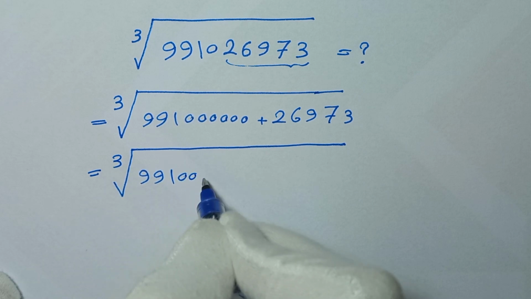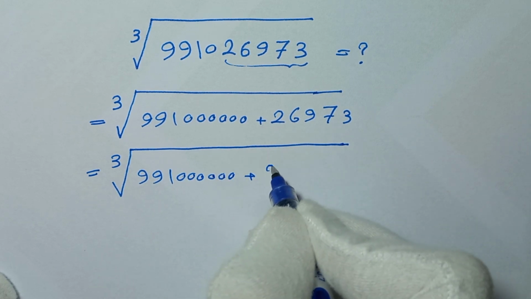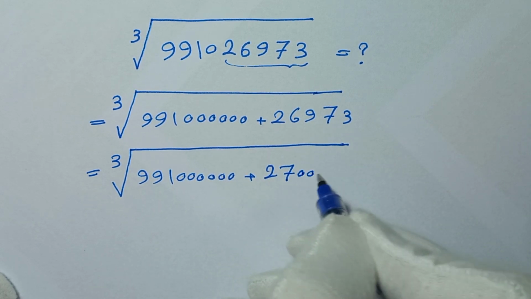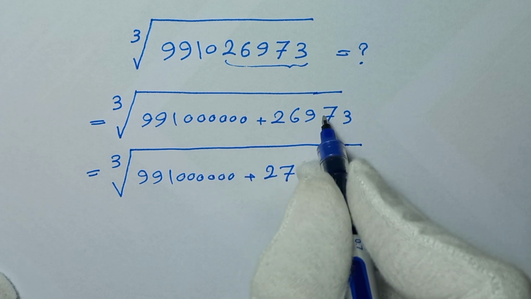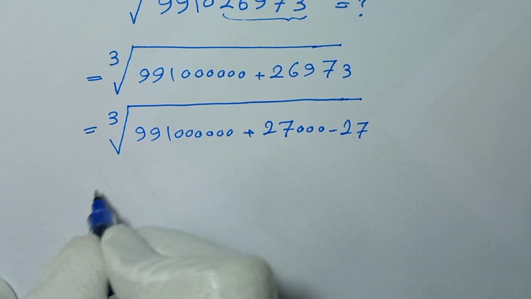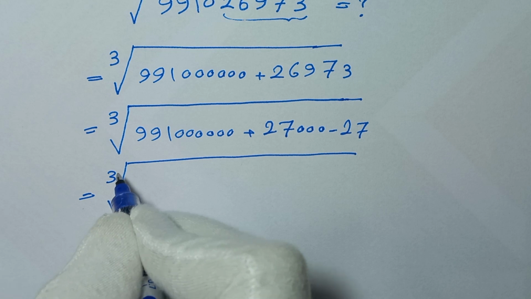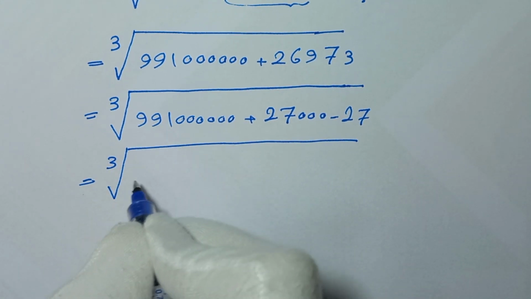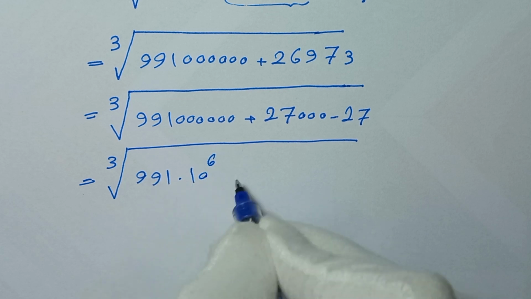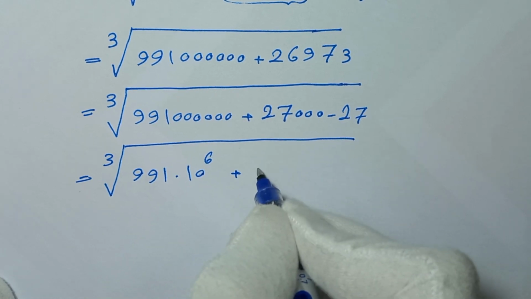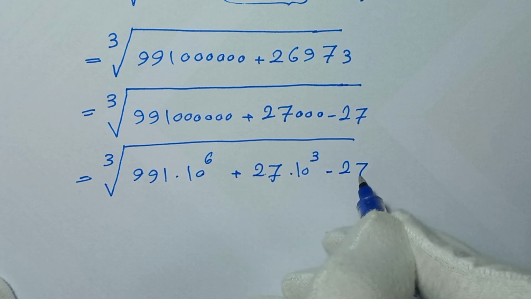In the next step, this equals the cube root of 991 million plus, here we can write 26,973 as 27,000 minus 27. Then it will be the cube root of, we can write 991 million as 991 times 10 to the power of 6, plus 27,000 as 27 times 10 to the power of 3, and minus 27.